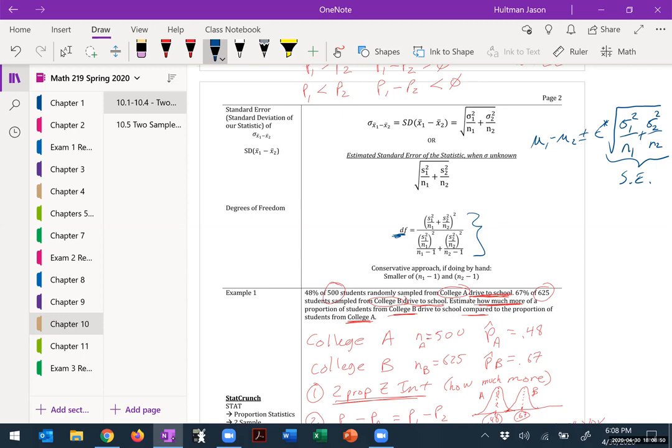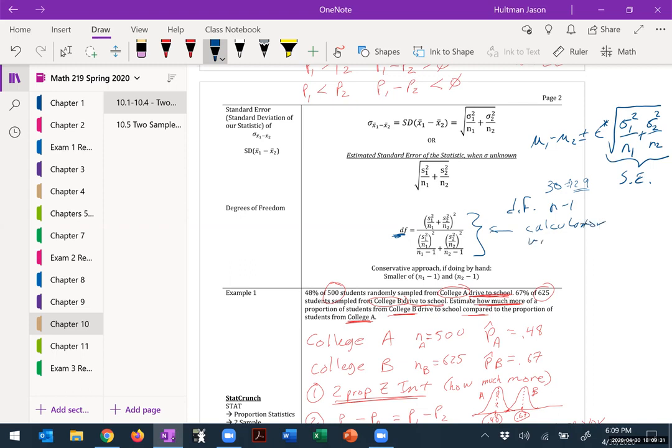Remember, the degrees of freedom before was n minus 1, right? That was simple. So if I had 30 in a group, the degrees of freedom would be 29. That's easy peasy. And not so simple when we have 2 of them. When we have 2 of them, we have to take the sample standard deviations, square them, divide by n minus 1, plus the same for the other sample. This thing is extremely difficult to crunch. And so we let the calculator do that for us.